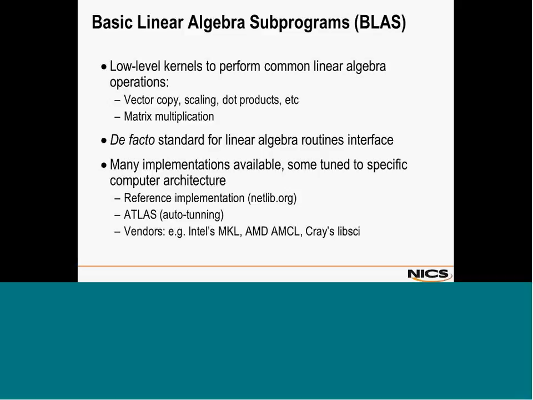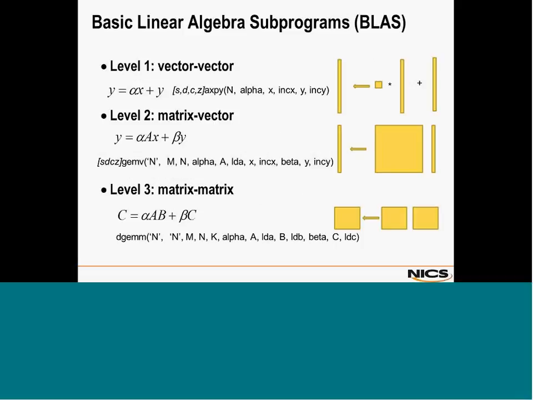Available implementations, for example, there's the reference implementation from Netlib, and ATLAS is a version of BLAS that, when you configure it on your machine, does some kind of auto tuning to look for the best parameters or the best optimization for BLAS on your machine. And vendors also have different implementations of BLAS. For example, Intel has its own Math Kernel Library, MKL, AMD has its own AMD libraries, and on the Cray side, they all implement BLAS with the same interface.